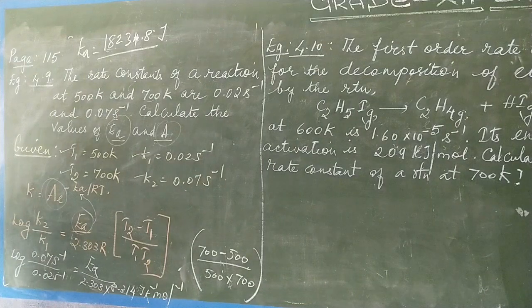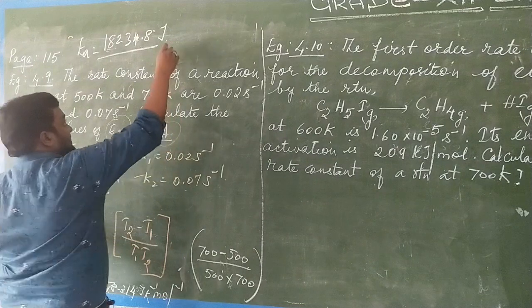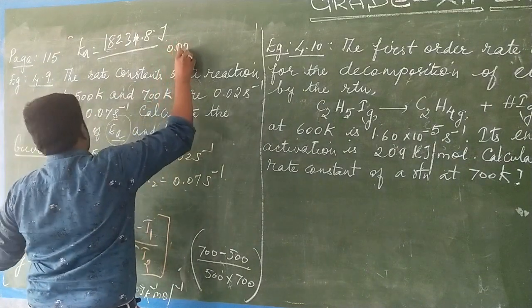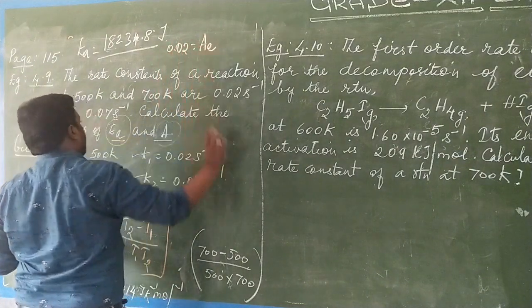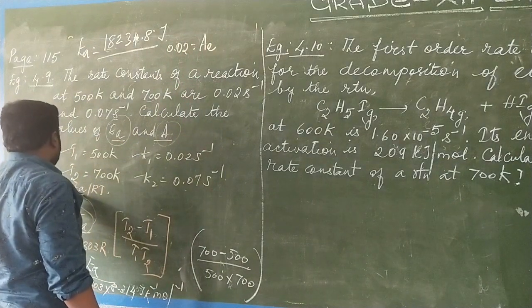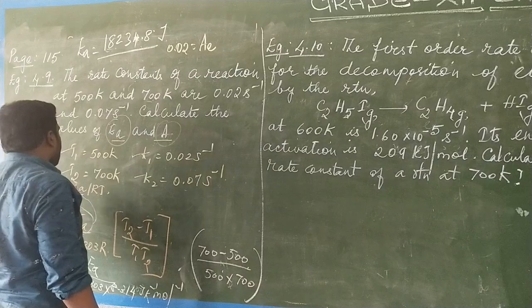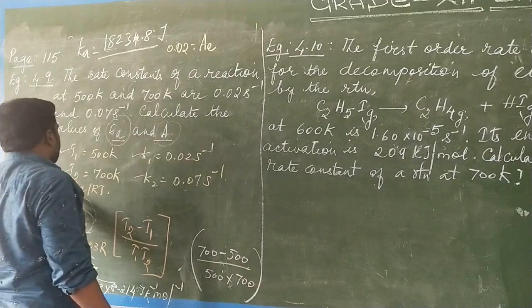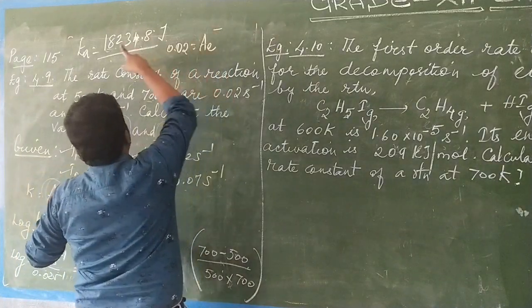What is the K value? K1 we have to take. K1 is 0.02, which is equal to A, which I have to find out, e to the power of minus EA by RT. So minus EA by RT, how can I write it?